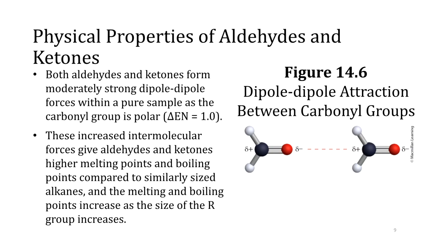So pure materials have that, and they tend to have higher boiling points than the corresponding alkanes or alkenes. Their melting points and boiling points are similar to one another, but they're higher than the corresponding alkanes.